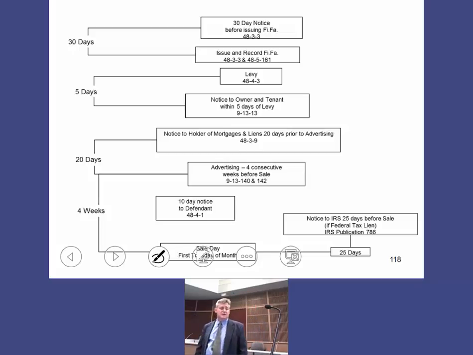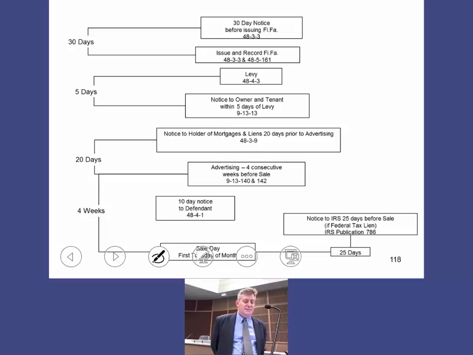And then within 5 days of that date, you have to send a notice to the owner and tenant of the levy you've made upon the taxpayer's property and upon the creditor's property. And so once you've done that 20-day notice, then you can advertise the property for tax sale for 4 consecutive weeks. And at the end of advertising the property for 4 consecutive weeks, a tax sale can be conducted on the first Tuesday of the month.